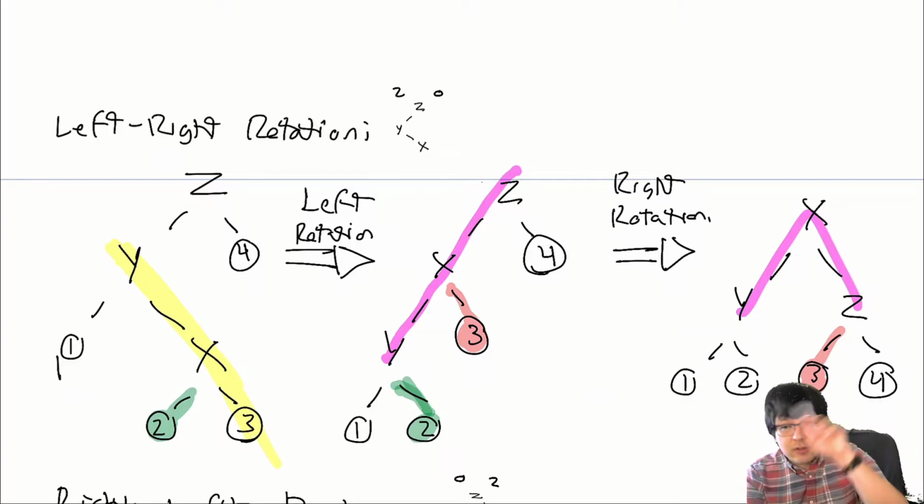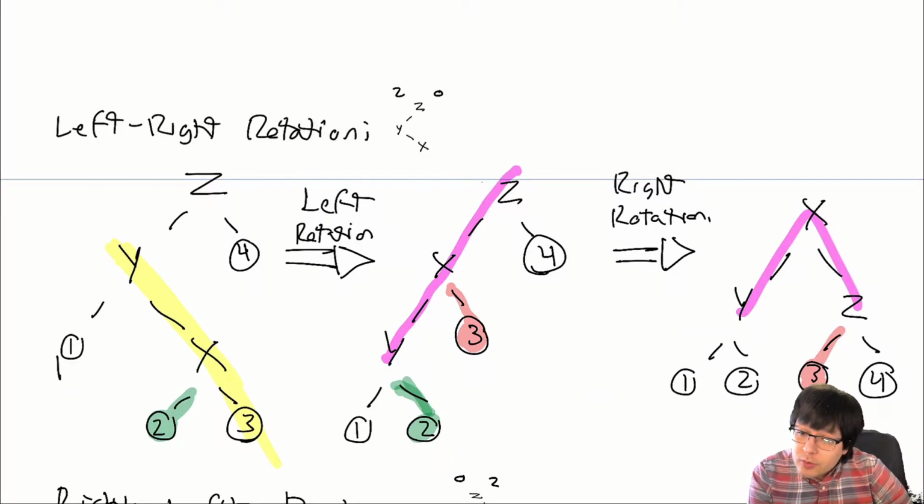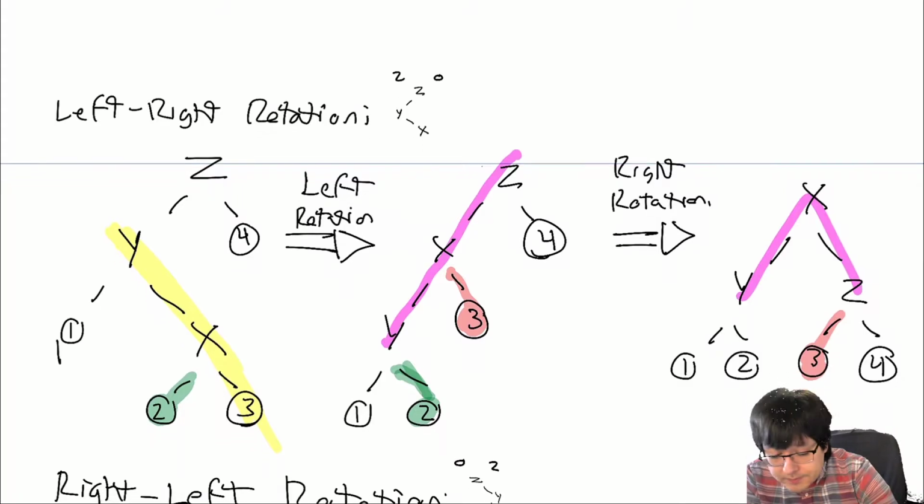So it's like a circular thing. That's a good thing for us, because if a rotation fails, we can just run the same rotation again to go back to how we started originally. And then we can go ahead and try a double rotation. So, yeah, that's just a good thing to know.